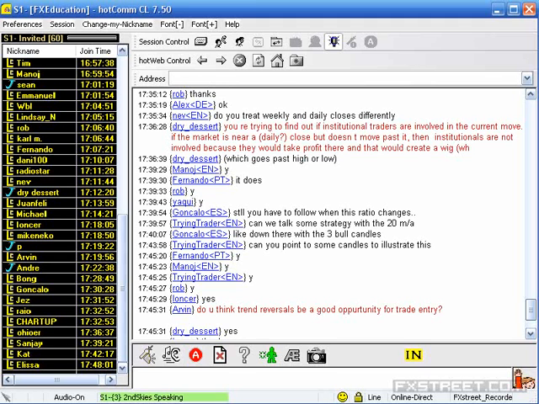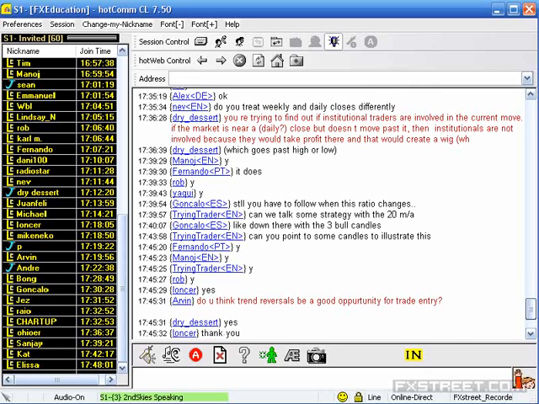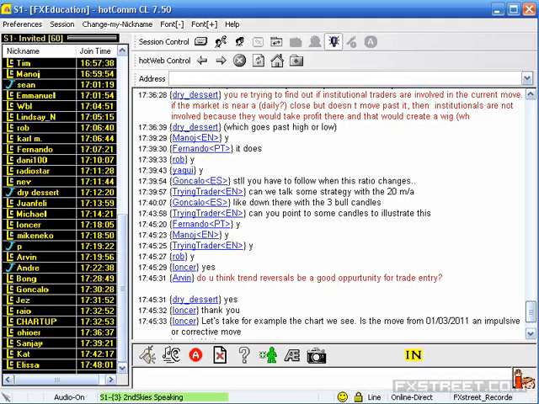Then institutionals are not involved because they would take profit there and would create a wick. If they're creating a wick, that would be interesting. Okay, Dry Desert, I'm not sure if I totally understand, but I want to make sure I understand your question before I really answer it. If the market is near a daily close, do you mean from a time perspective or some other candle's daily close?